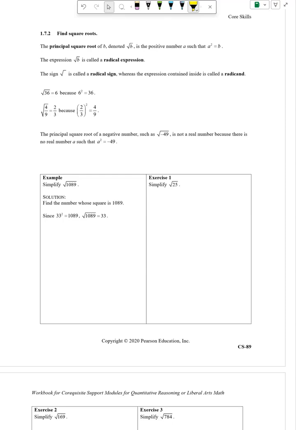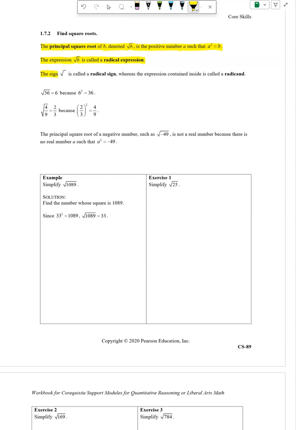Hey guys, I wanted to talk to you a little bit about square roots. So a principal square root of b is denoted the square root of b, okay? It is always positive. So it is the positive number a such that a squared equals b. Okay? So the principal square root, always positive. The expression the square root of b is called a radical expression.